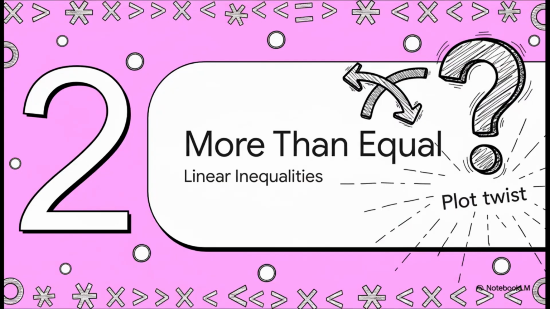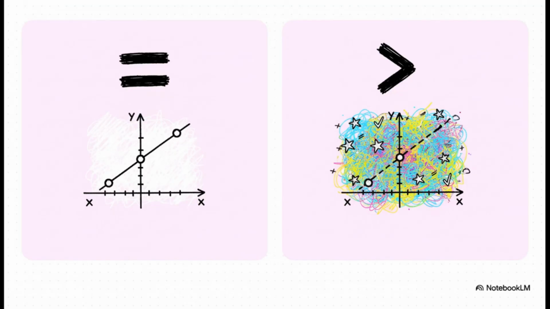But, stories aren't always that simple. What happens when the relationship isn't about things being perfectly equal? Well, this is where our story gets a major plot twist. Check this out. The only difference here is one tiny symbol. That equal sign on the left, it gives us one single, specific line of answers. But the moment we switch it to a greater than sign, like on the right, it blows the whole thing wide open. It's not about a single path anymore. It's about a whole territory of possible answers.